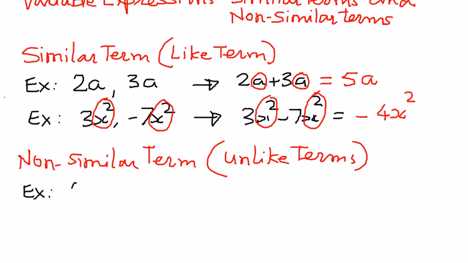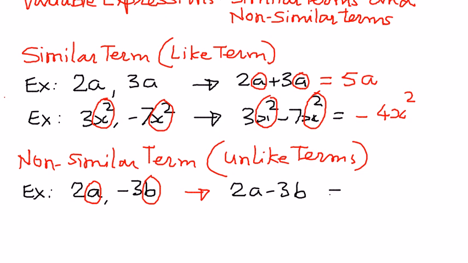Let's say we have 2a, simple examples, and then let's say we have negative 3b. The variable terms are different here, isn't it? This is a and this is b. As long as the variable terms are not the same, we cannot combine them, and therefore they are non-similar terms, or unlike terms. In case we have a situation like this where we have 2a minus 3b, and we have to simplify this, we cannot simplify any further.